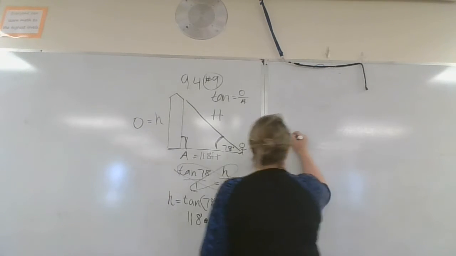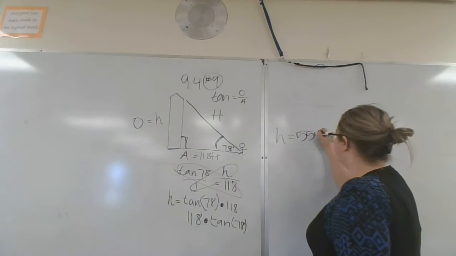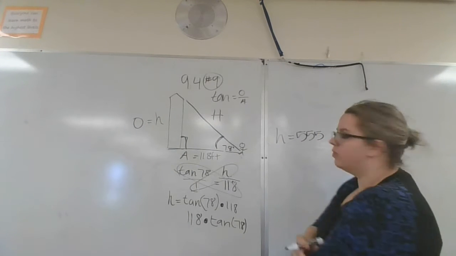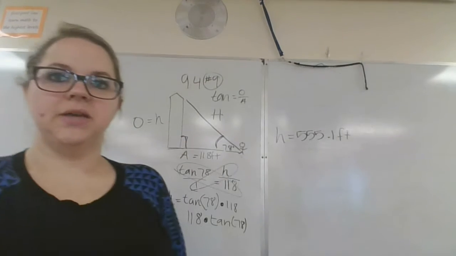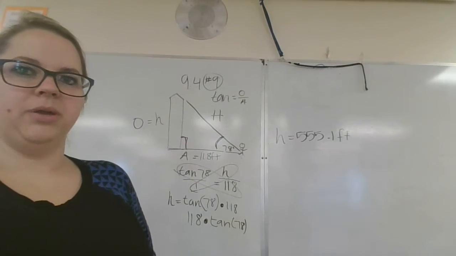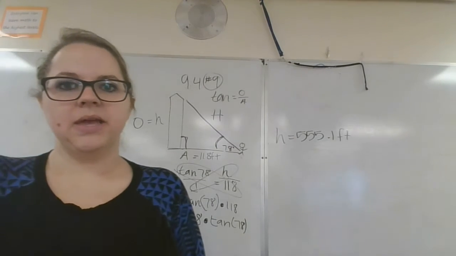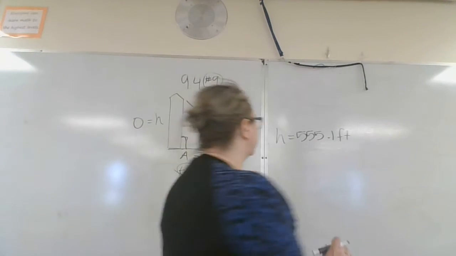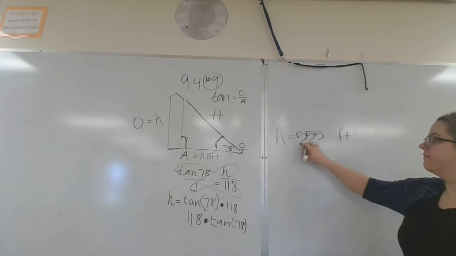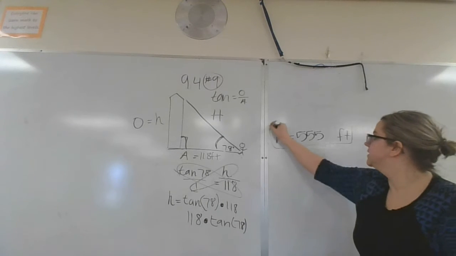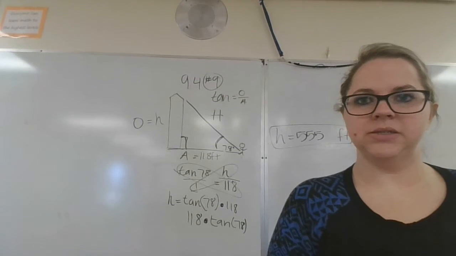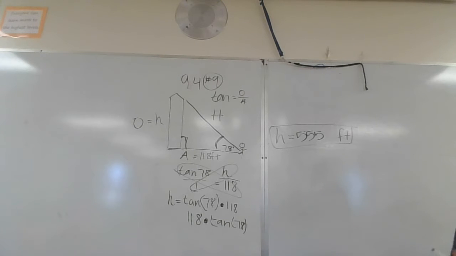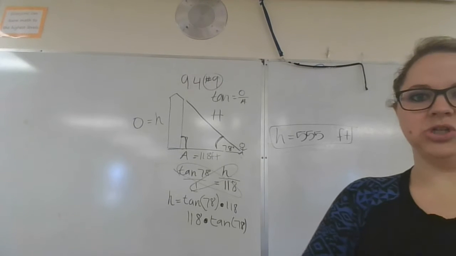So I got H equals 555.1. Let's see what it tells us to round to. Big Ideas says round to the nearest foot. So my answer then is just going to be 555 feet, and you're good to go. Take a look at that for a minute. That should be your answer. Check it, make sure it's right.